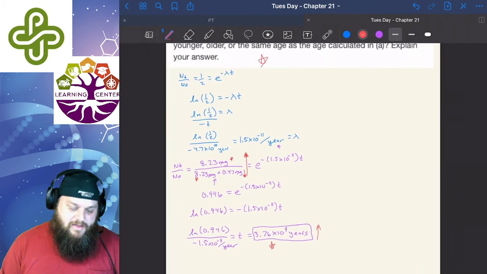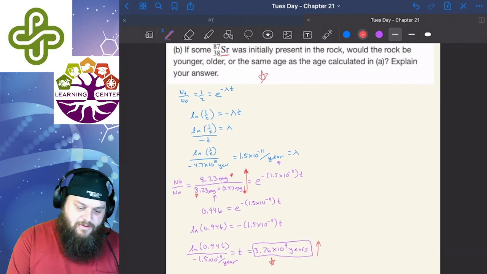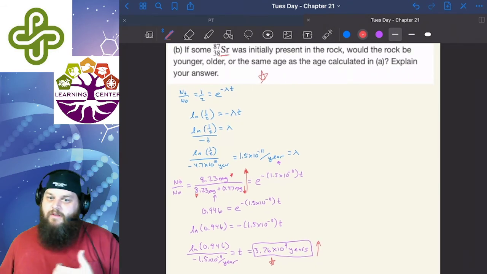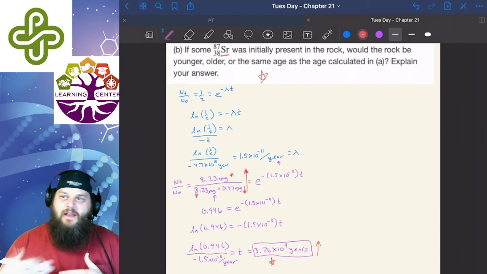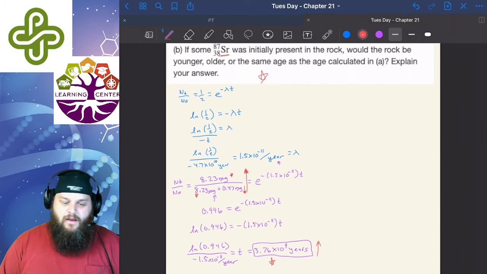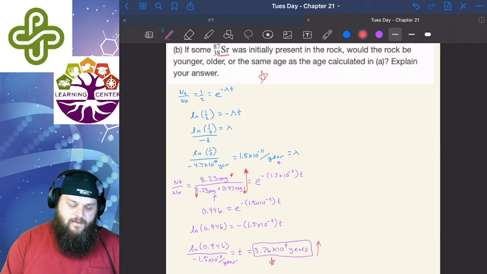It would also make sense that if some of that strontium we detected wasn't from radioactive decay, and we're basing that age on radioactive decay, less of that rubidium has decayed, therefore less time has passed.